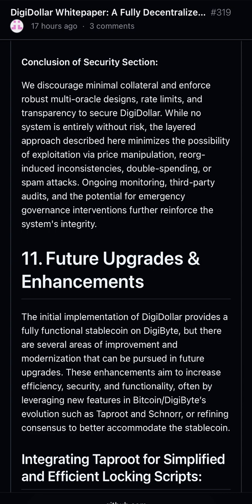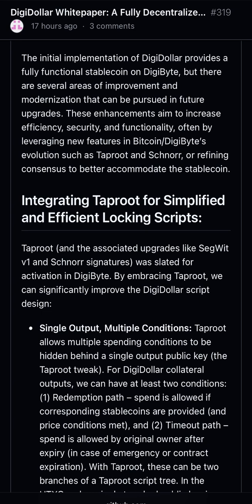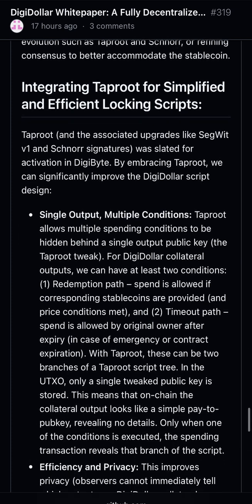11. Future upgrades and enhancements. The initial implementation of DigiDollar provides a fully functional stablecoin on DigiByte, but there are several areas of improvement and modernization that can be pursued in future upgrades. These enhancements aim to increase efficiency, security, and functionality, often by leveraging new features in Bitcoin and DigiByte's evolution, such as Taproot and Schnorr, or refining consensus to better accommodate the stablecoin.